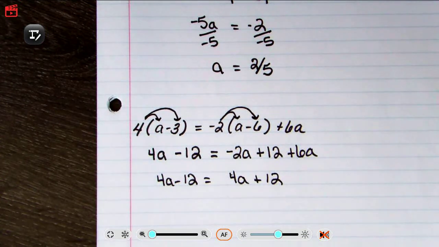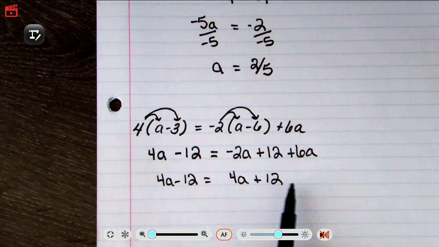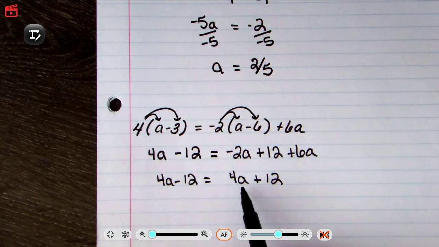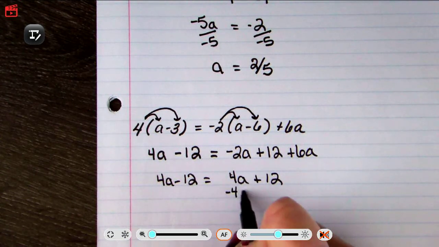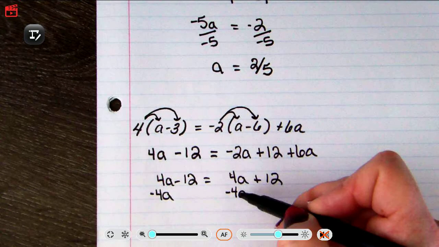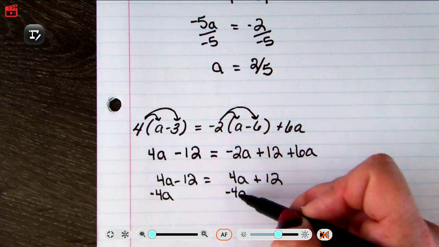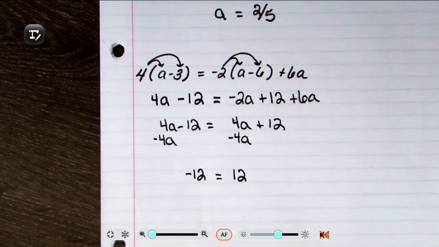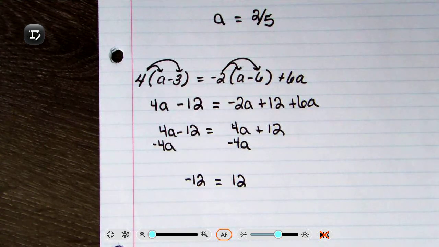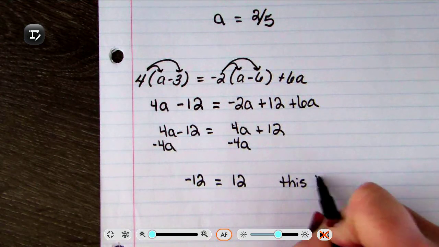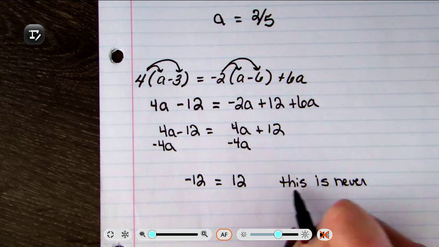I want to get my variable on one side. So notice I have addition or subtraction going on, but I have a positive 4a on this side. So to undo it or to make it kind of disappear, we're going to subtract 4a from both sides, because 4a plus a negative 4a is 0a. Same here. So I'm down to a negative 12 is equal to 12. And at this point, you can say that this is never true.